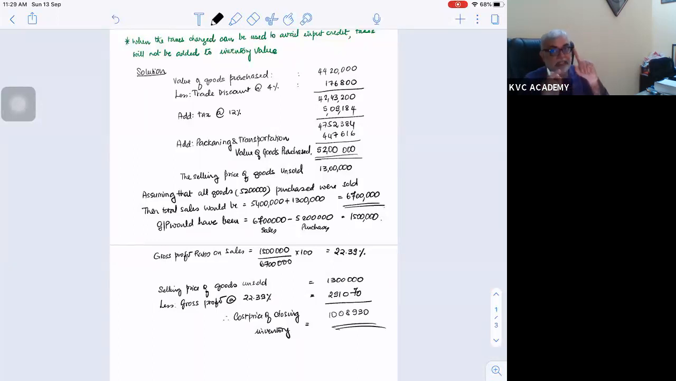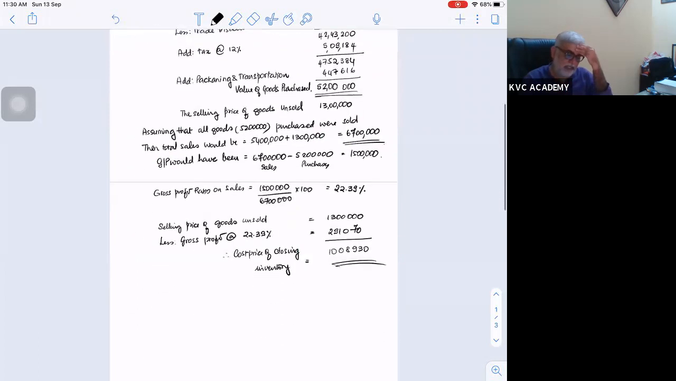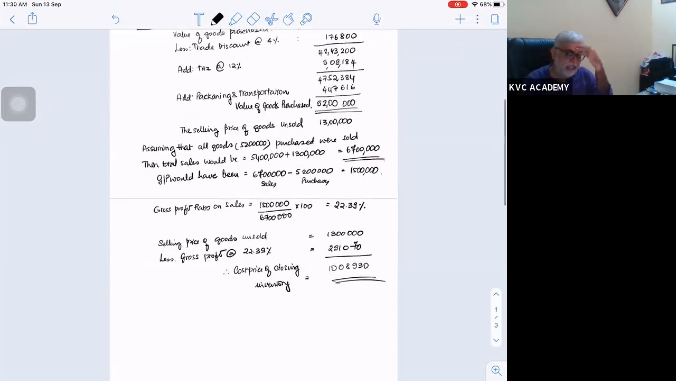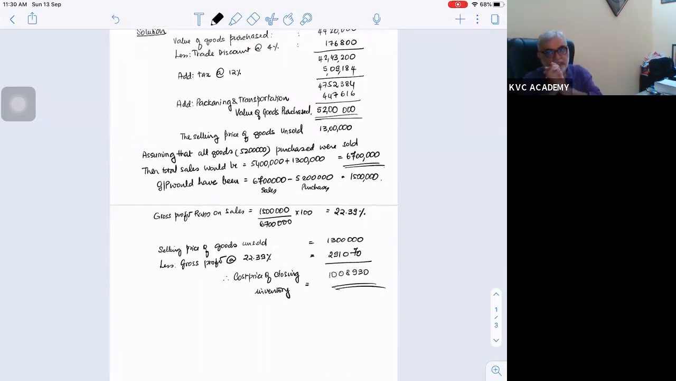Now I know that the selling price of the goods unsold is 13 lakhs. That is given to me here. Okay. The selling price is 13 lakhs. If I assume that all the goods were sold, my sales is 54 lakhs, it would have been 67 lakhs, 54 plus 13. And my purchase is 52 lakhs. So my gross profit is 15 lakhs. So gross profit ratio would be 15 upon 67, which is 22.39%. Now from 13 lakhs, I'll remove 22.39%. I'll get the cost. Is this clear?